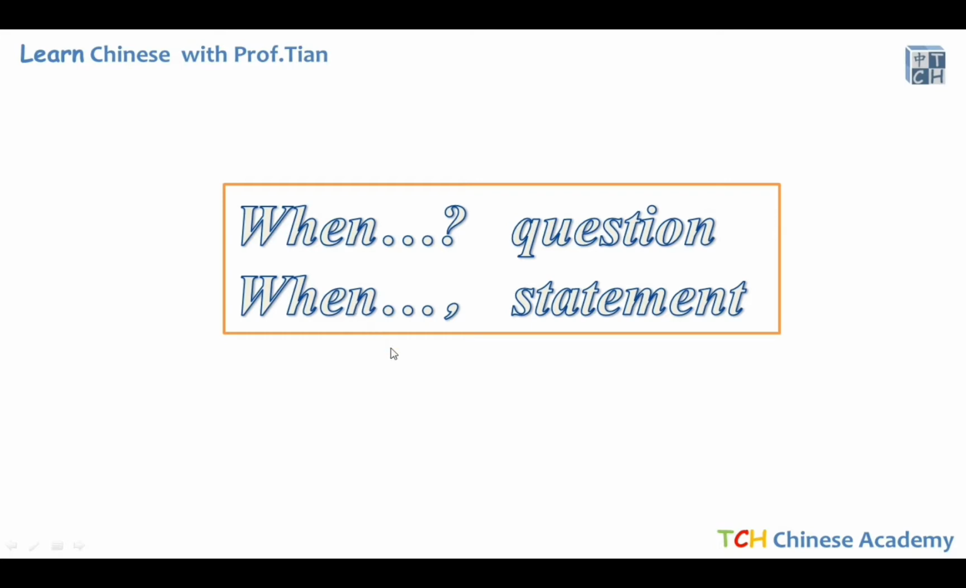But in Chinese, they are related but not exactly the same. So that's why some students find it really confusing and tend to mix them up. Now here I'm going to give you some great tips to make them clear.